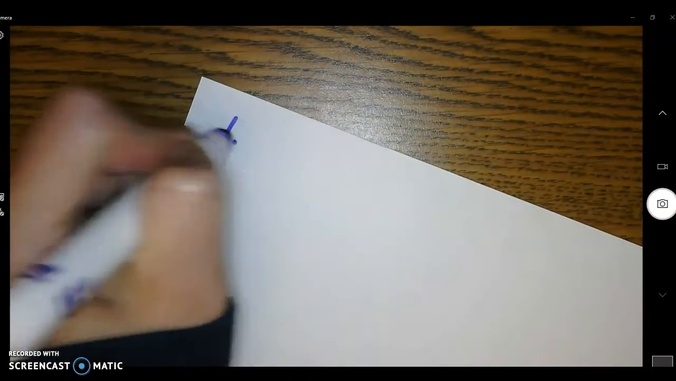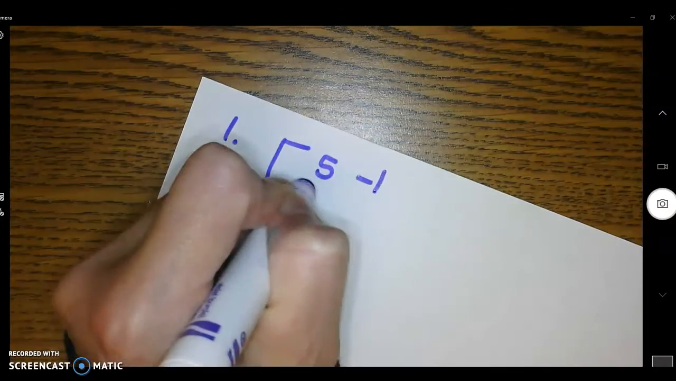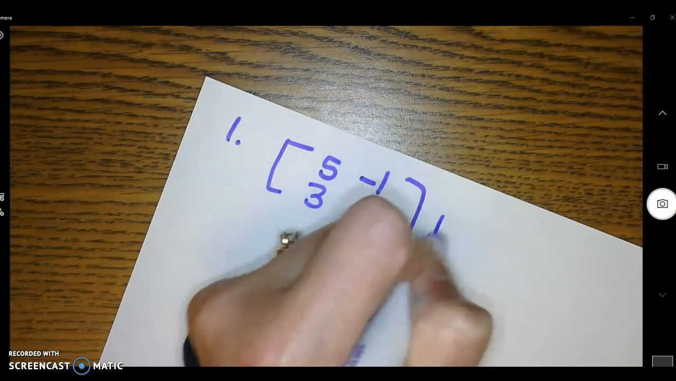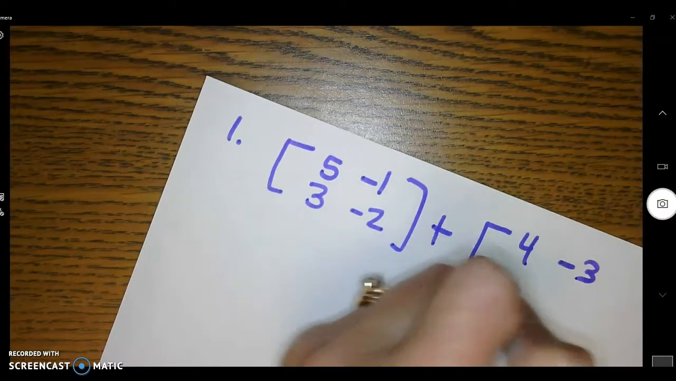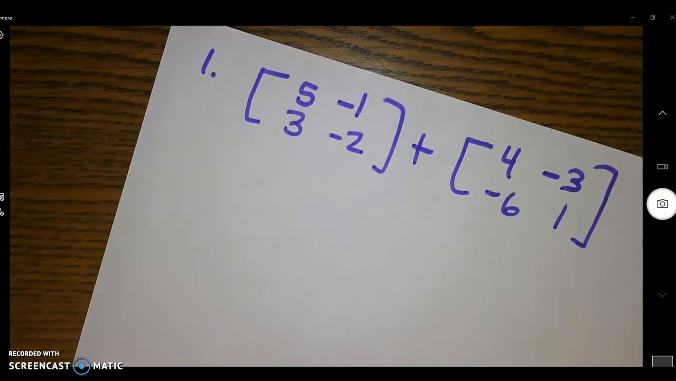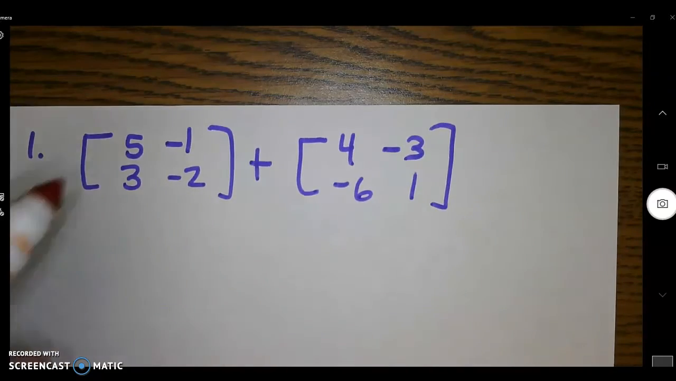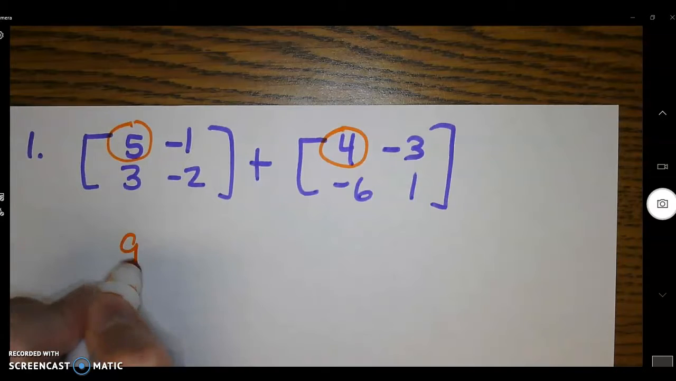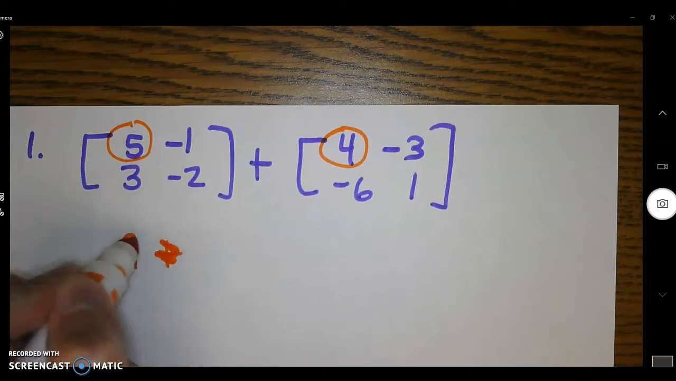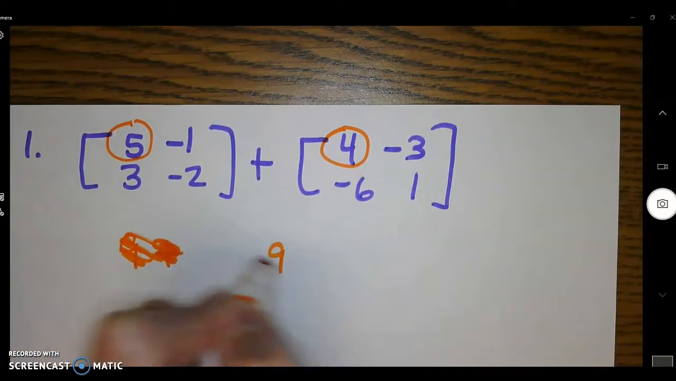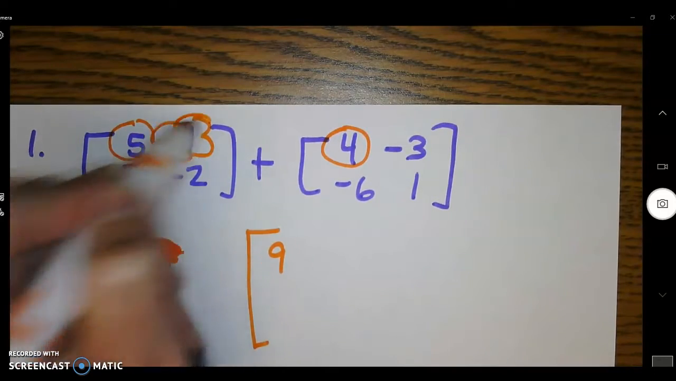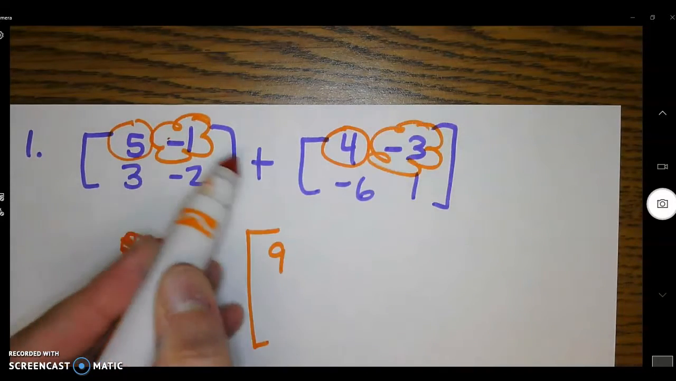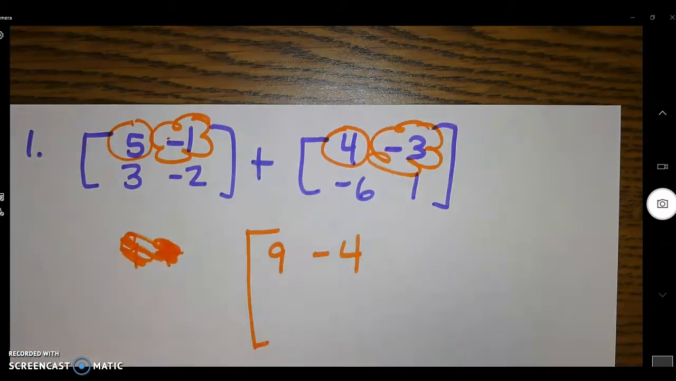Let's try some. So doing number 1 on the back. Putting our like spots together. So we'll use a different color here. So if I do top left, 5 plus 4 is 9. Top right, so negative 1 plus negative 3 is negative 4.